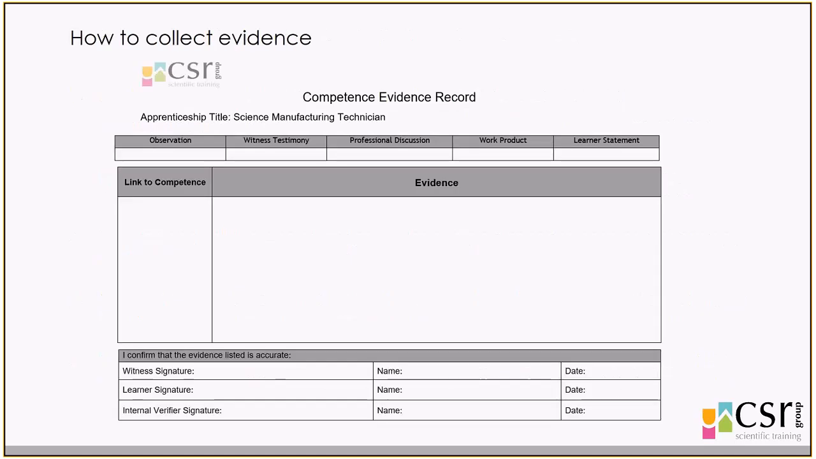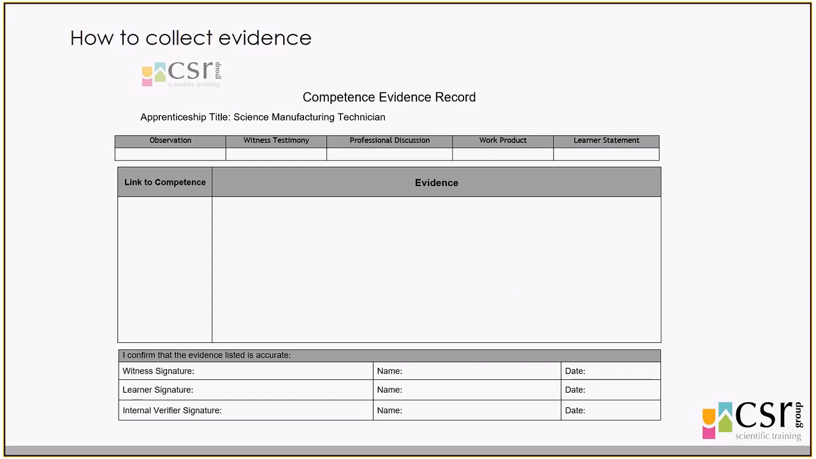Okay, so how are we going to go about collecting the evidence? I've told you that there are different ways, and you can see them listed across the top, from observation, professional discussion, through to learner statements. We would expect the individual to write out the evidence. They can cut and paste images in, they can scan documents to PDF, and they can cut and paste those into these documents and then link them to the competence.